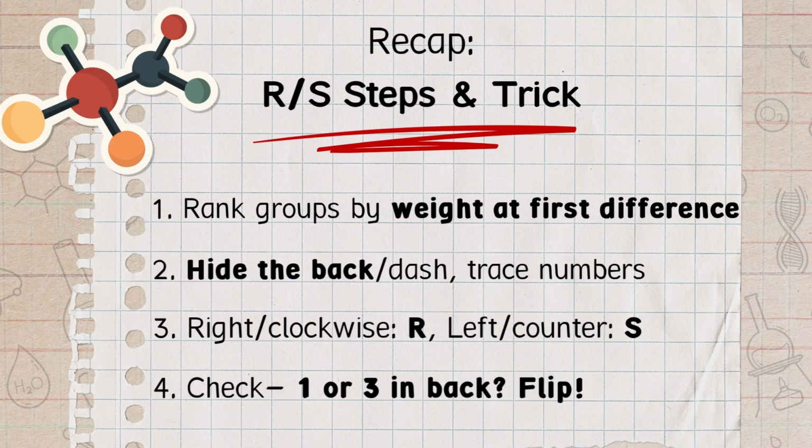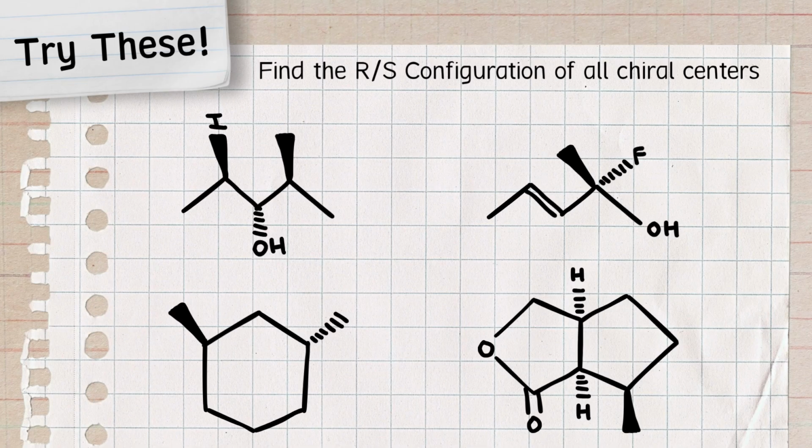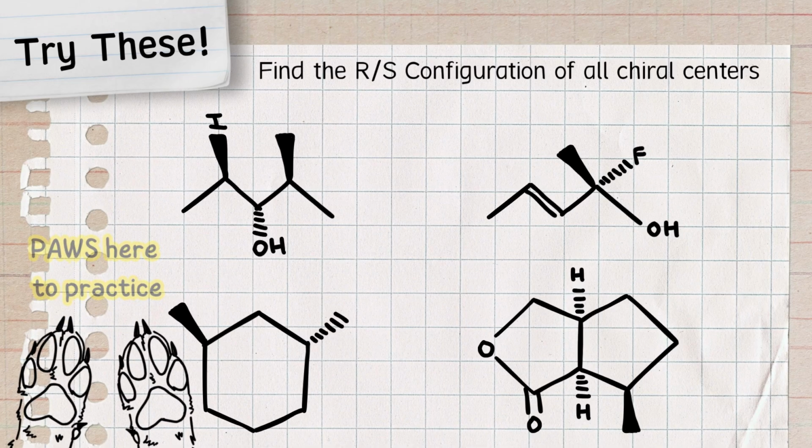So things that are depicted in different ways like a Fisher or Newman projection. So with that in mind, let's go on to your practice. Give these a try. Find the R and S configuration of all chiral centers. I did throw in some more challenging ones here, so Sketch suggests you pause the video here to work it out.